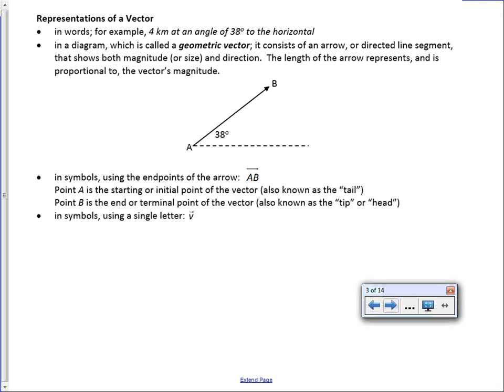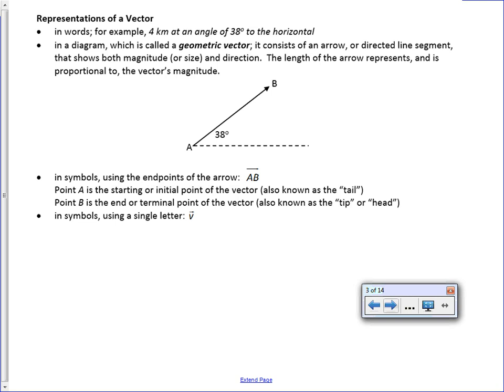Now, representations of a vector. You can represent vectors in different ways. We just went through some ways of representing them in words, like 4 kilometers at an angle of 38 degrees to the horizontal. So that's one way you can represent a vector: you state the value of the length, and a direction.